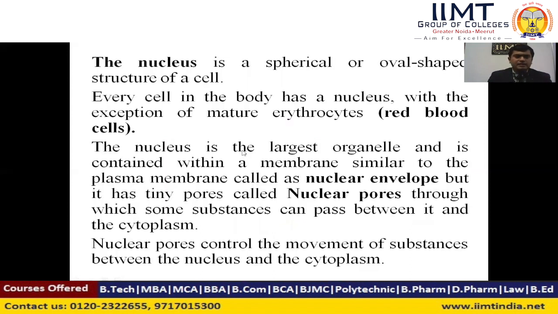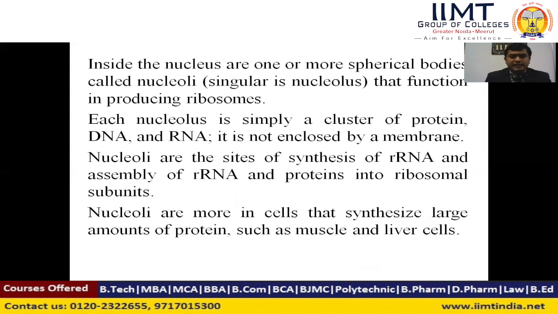So they synthesize the ribosomal subunits. Nucleoli are the site of synthesis of ribosomal RNA. Assembly of this ribosomal RNA and proteins forms the ribosomal subunits. So nucleoli are more numerous in cells that synthesize more proteins. Those cells which synthesize more proteins have more nucleoli in the nucleus, right? Examples are muscle cells, liver cells, and kidney cells. These cells synthesize more protein compared to other body cells, so they have more nucleoli within the nucleus.